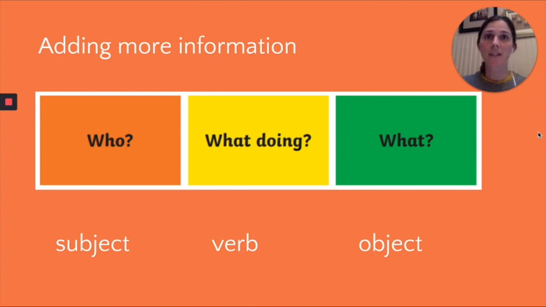Now, once we have our basic sentence, we can then add more information. You don't have to add more information, but you can. All you need is your subject and your verb, but often sentences have a bit more than that. So you have who, what doing, and then you have what. That's your object. You might say, the boy, that's who, is throwing the ball. What is he throwing? He's throwing the ball. You don't have to have a ball in your sentence, so that's just adding a bit more information. The boy is throwing the ball. And that's a complete message.